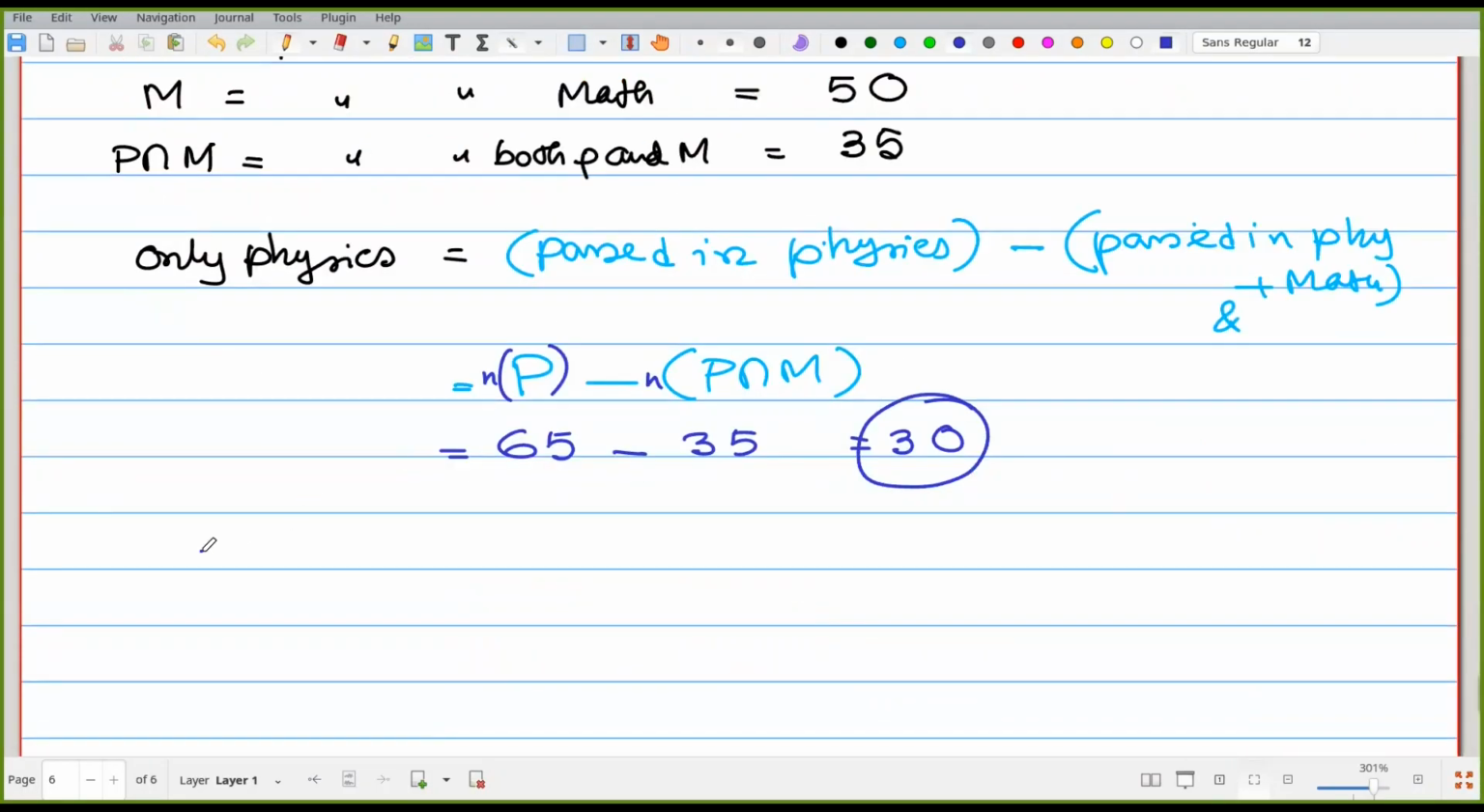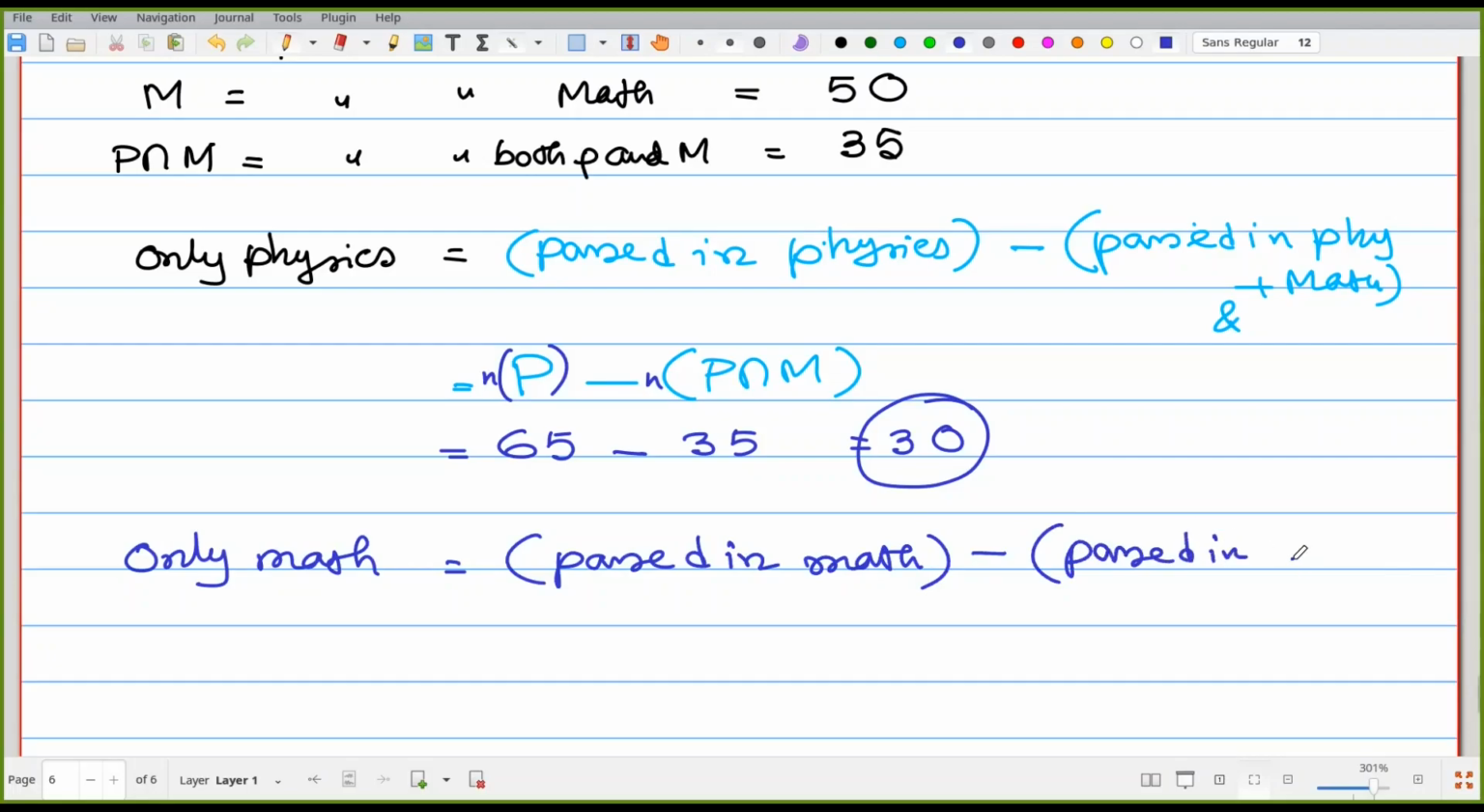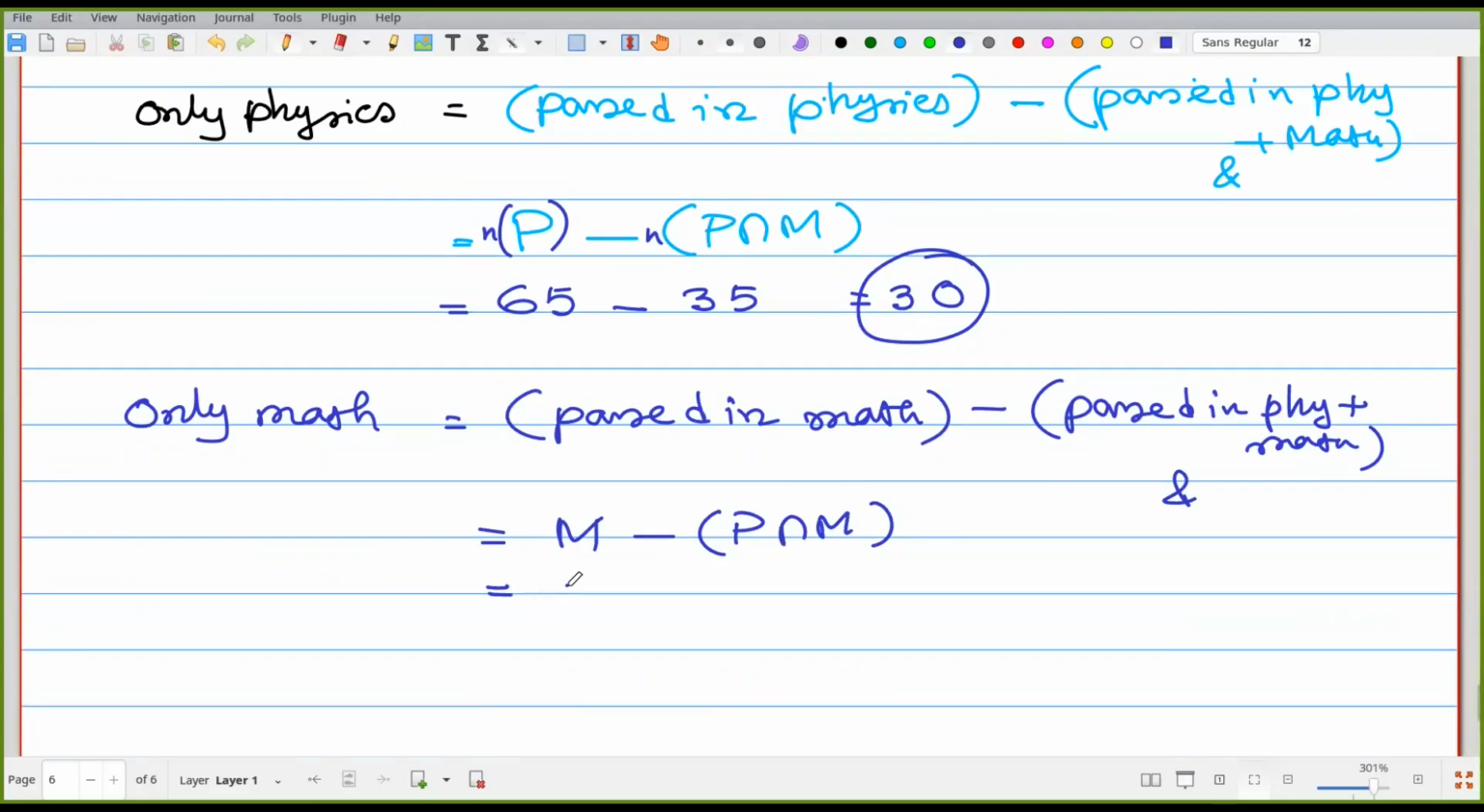Same as, suppose only math. So only math means passed in math minus passed in physics and math. So and means intersection. So M minus P intersection M. So M here is 50 minus 35, so that is 15. So only math is equal to 15.